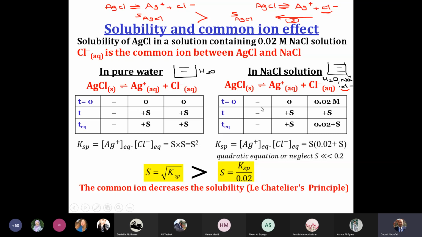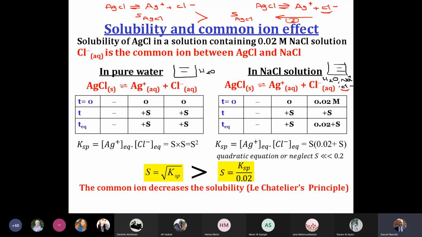So the dissociation will proceed till the equilibrium. At equilibrium, we have 0 plus X, so S, and we have 0.02 plus X, or 0.02 plus S. KSP of AgCl in both cases is the same, since KSP is an equilibrium constant that depends on the nature of the solute, which is AgCl in both cases, and also it depends only on the temperature. In equilibrium 1, the temperature is 25 degrees. In equilibrium 2, the temperature is 25. So KSP is the same in both equilibriums.